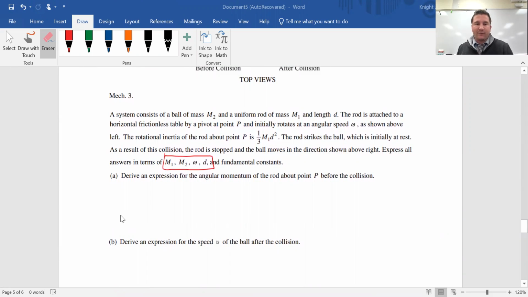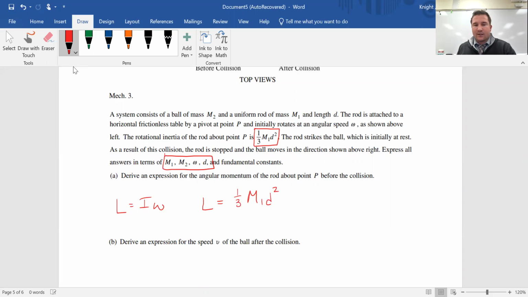So first up, derive an expression for the angular momentum of the rod before the collision. Angular momentum, you guys might have to look this one up, is equal to I times omega, where I is the rotational inertia, which they give us right here. So we can just plug that in for the rod. The angular momentum of the rod is going to be 1/3 m1 d squared times omega. That is an answer in the terms that we're allowed to answer in, so that's all we really need to do there.